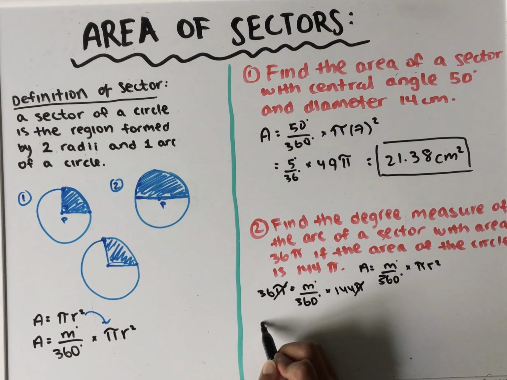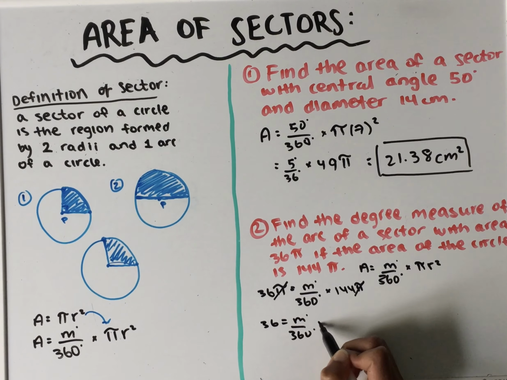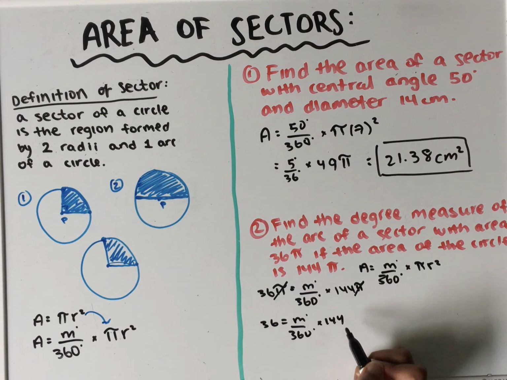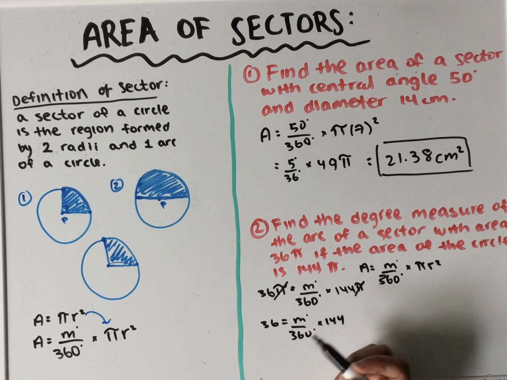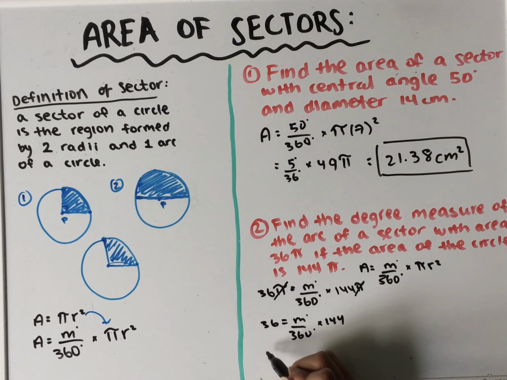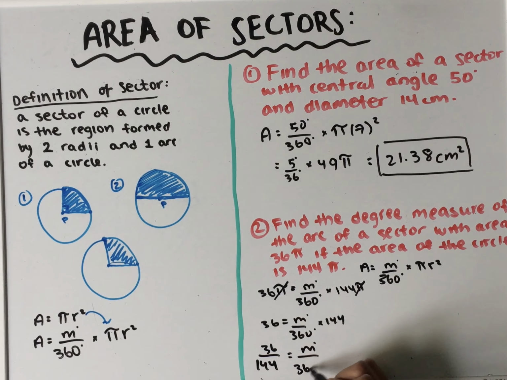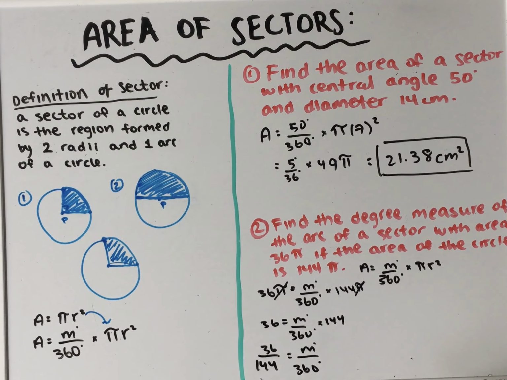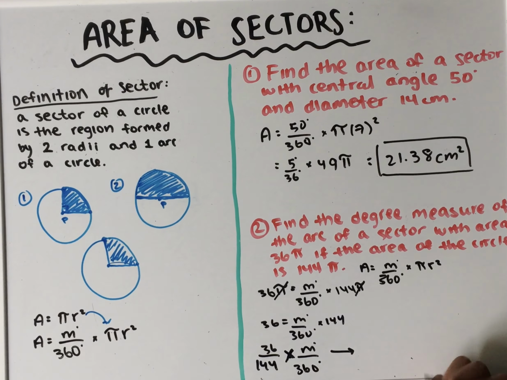And we're going to have 36 equals m degrees over 360 degrees times 144. And since the m degrees over 360 degrees is in a fraction form, we can divide by the 144 to get it on the other side, and then we'll have a proportion. So this would be 36 divided by 144 is equal to m degrees over 360 degrees. And since it's a proportion, we can solve it going crisscross.